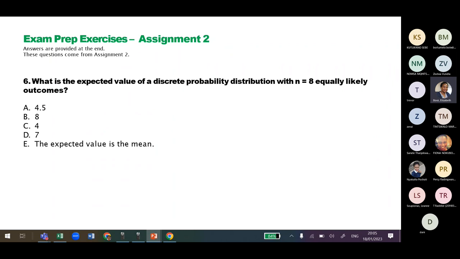There are multiple ways of doing this, and there are simpler ways too. Remember, the expected value of a discrete probability is the sum of your x observations multiplied by their corresponding probabilities. So you can ask, what is the probability of the equally likely outcomes? In question one, we did this. The probability of X for all outcomes will be 1/8, because there are 8 of them.